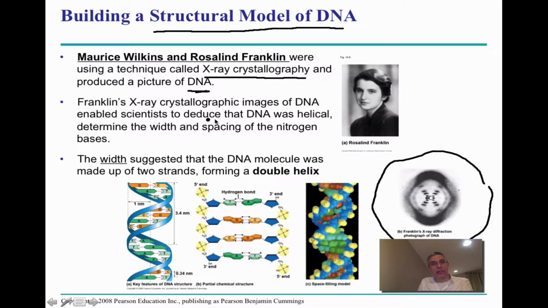Now this X-ray that had been produced had allowed scientists to deduce basically that DNA was a helical structure, and it also allowed them to help determine the width of DNA and also the spacing of the nitrogen bases. Now the width suggested that the DNA molecule was made up of 2 strands and actually formed the characteristic double helix that most of us are familiar with when we do discuss DNA.